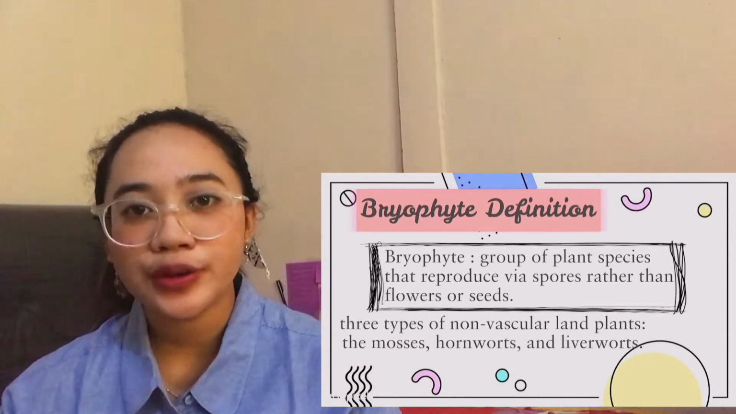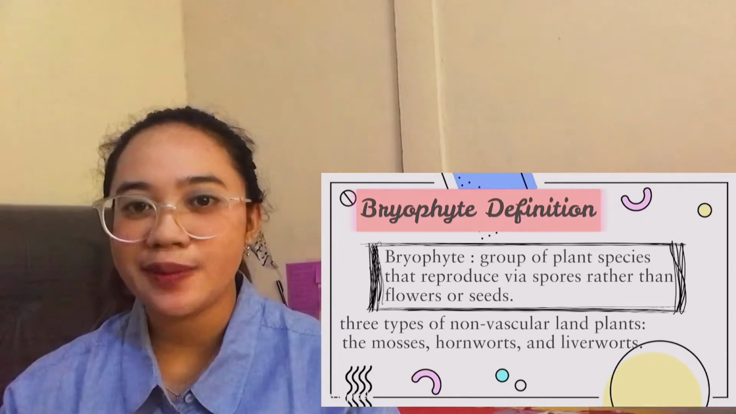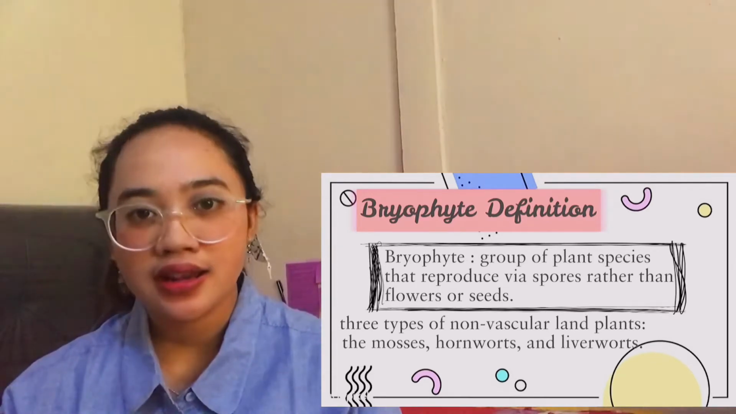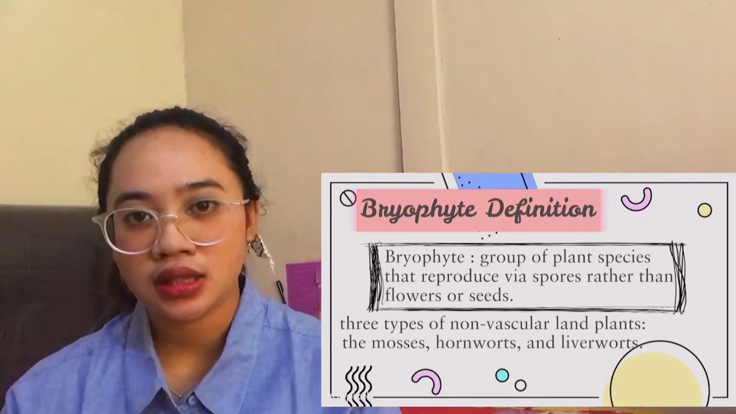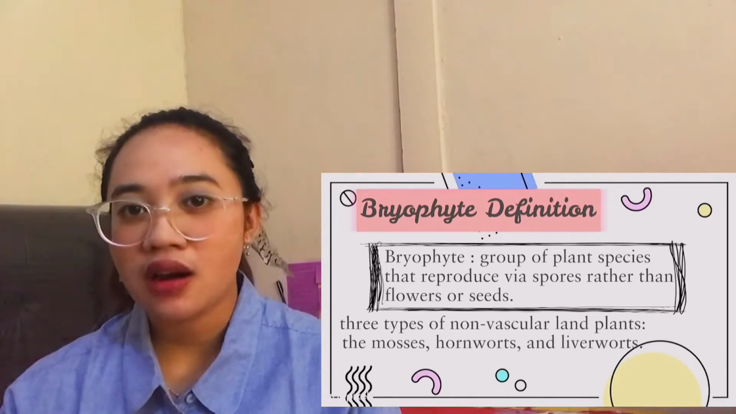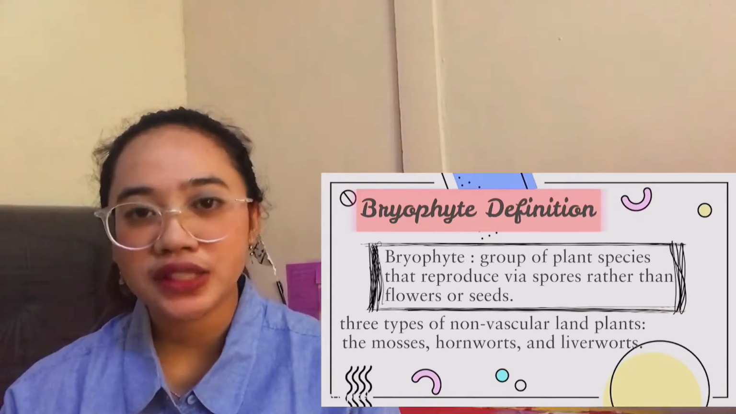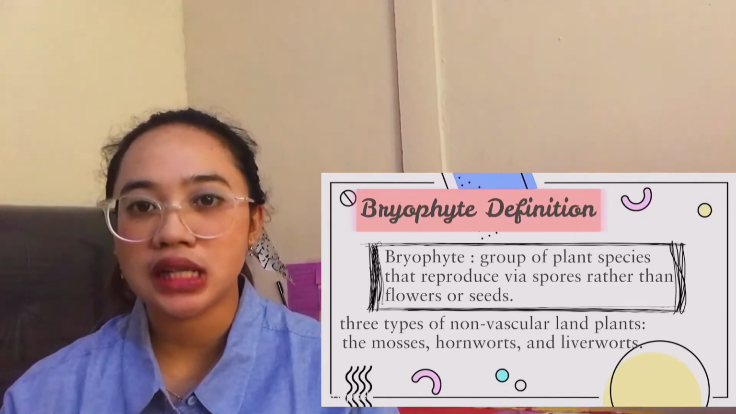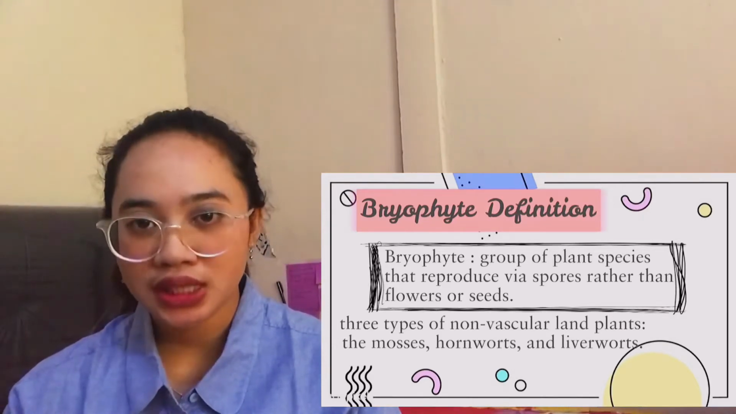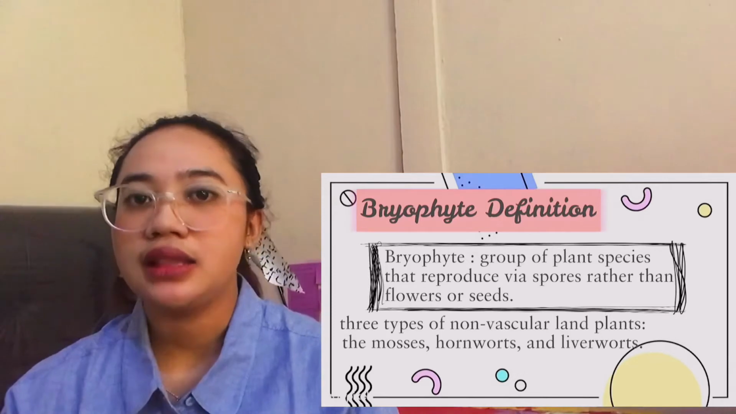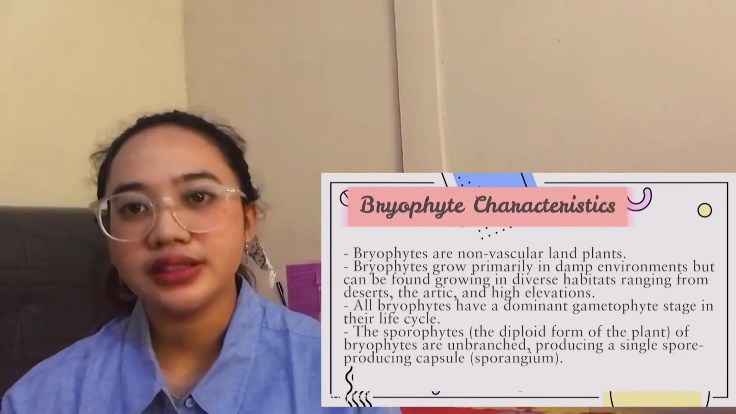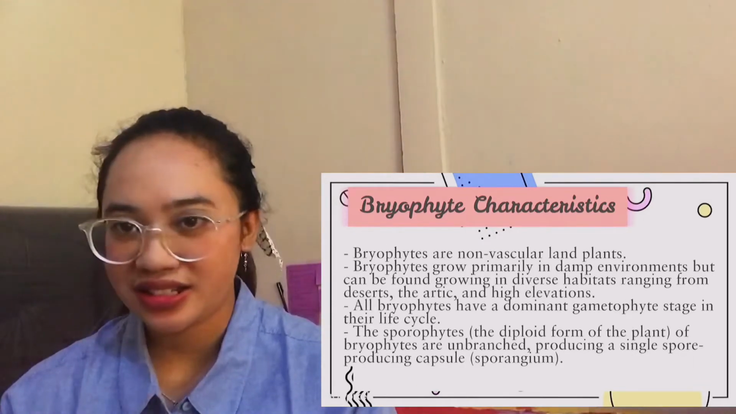Bryophytes are a group of plant species that reproduce via spores rather than flowers or seeds. Most bryophytes are found in damp environments and consist of three types of non-vascular land plants: the mosses, hornworts, and liverworts.